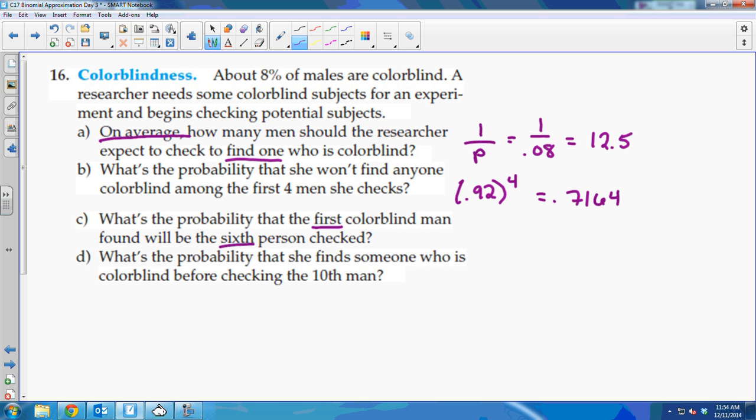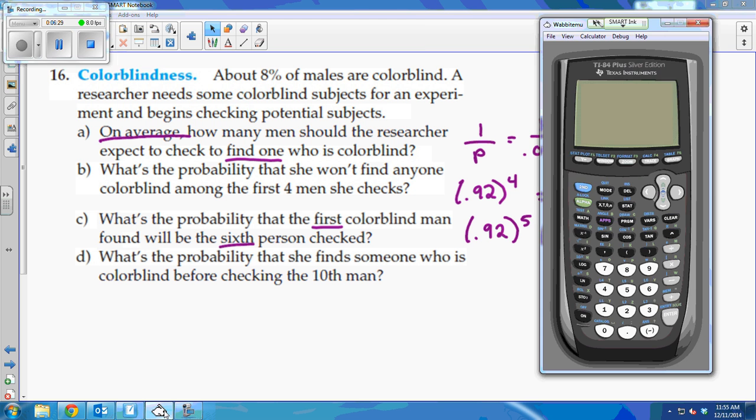First is going to be on the 6th person. So that's geometric. You can do it by hand because geometric ones aren't hard, or you can do it in your calculator. I will do it both ways. If you're doing it by hand, that means you don't have anybody that's colorblind the first 5, and you have someone that's colorblind on the 6th, or you're going to use geometric model in the calculator, or you're going to use PDF or CDF. PDF, you're finding a specific outcome. CDF stands for cumulative, so that's adding things. PDF finds a specific, the first person is on this trial.